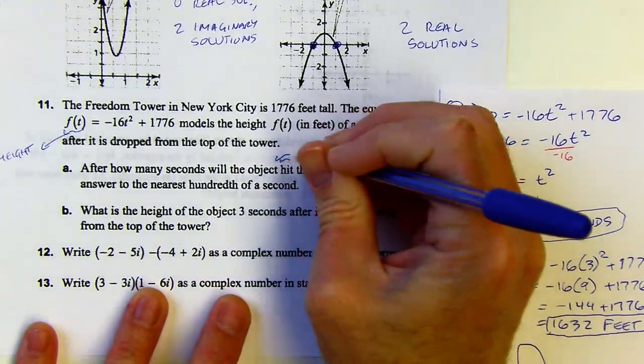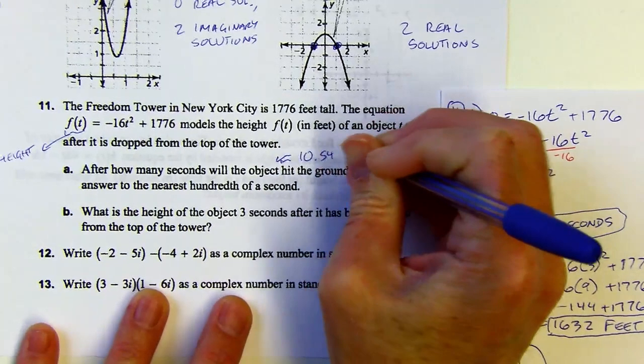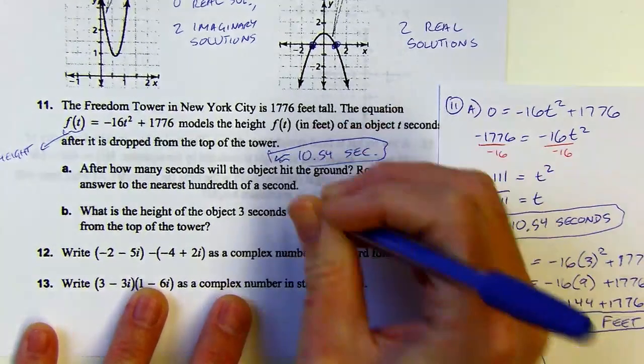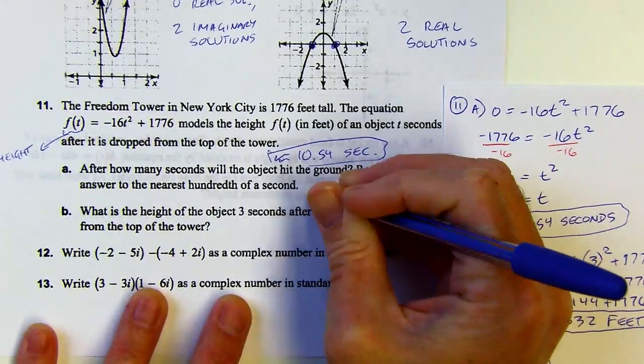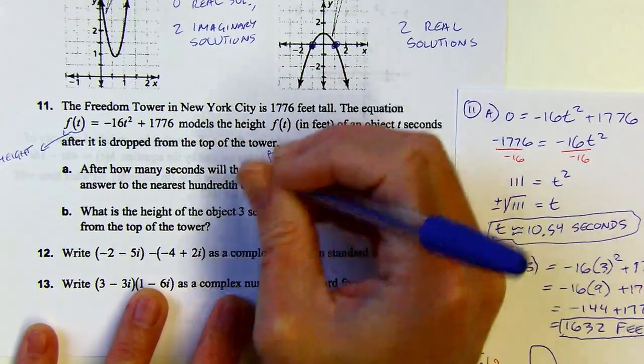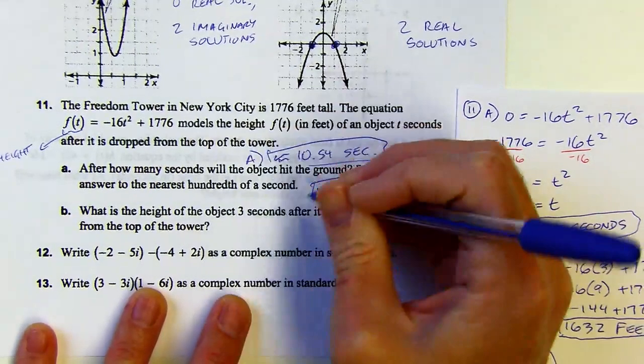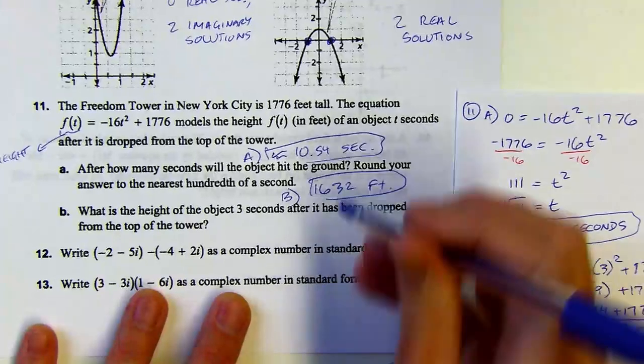About 10.5. Oh, this was for part A. I wrote them in the wrong place. That's for part B. Whoops.